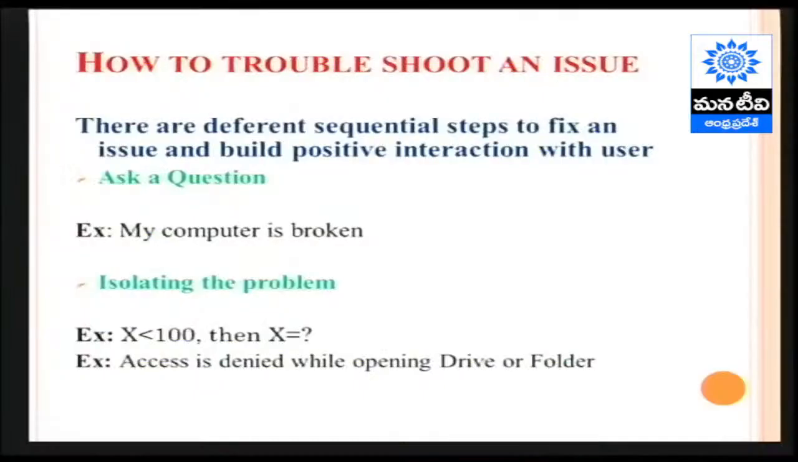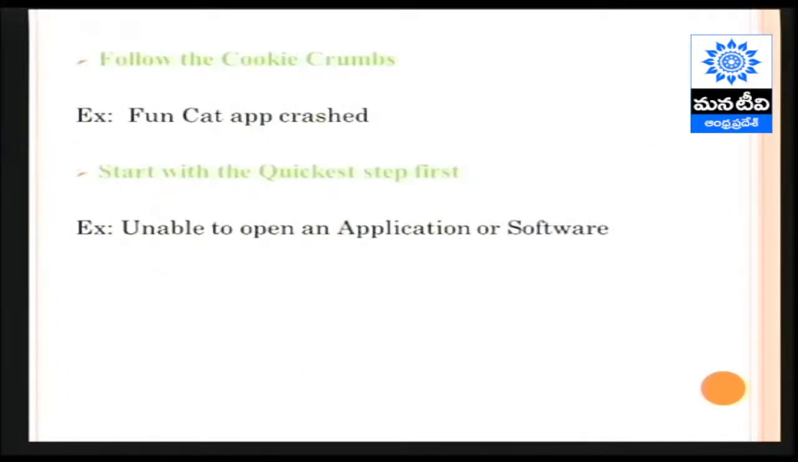The first method is ask a question. Another method is isolating the problem. The third method is follow the cookie crumbs. And the fourth way is start with the quickest step first. I hope you understood these first four methods to start troubleshooting steps as an IT support specialist to fix issues by finding root causes.